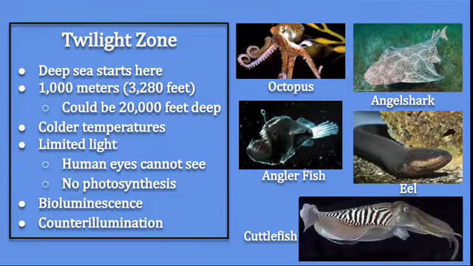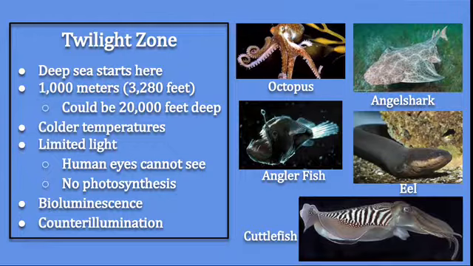This zone is about 1,000 meters deep, or just over 10 football fields. But it can go as deep as 20,000 feet, or just over 66 football fields. There's very little sunlight that reaches the twilight zone.